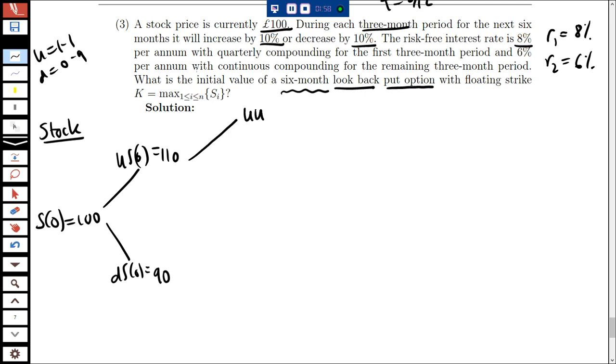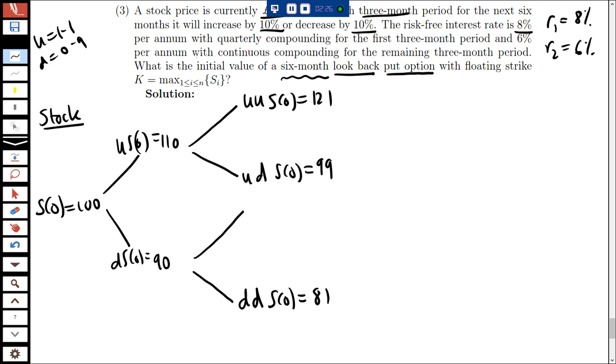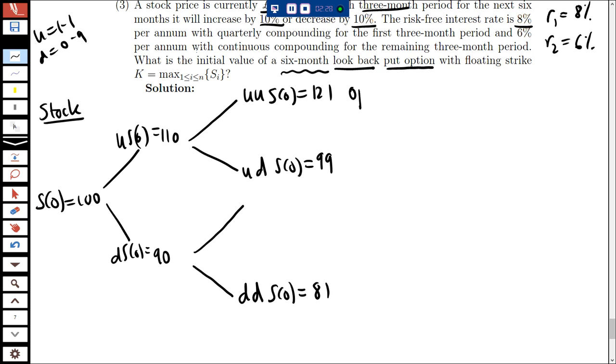Then we have an up, up situation, 121. Up, down: take 10% off that, 99. Then we have a down, up, which is the same as up, down, and finally a down, down position, which is 81. So that's the stock.